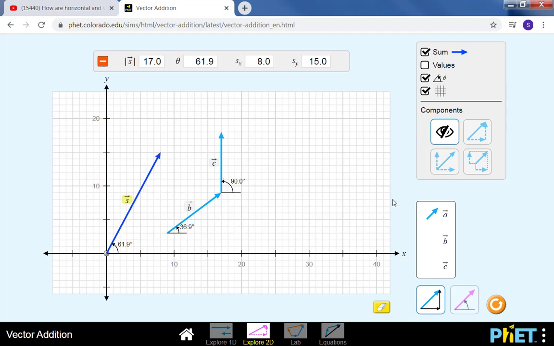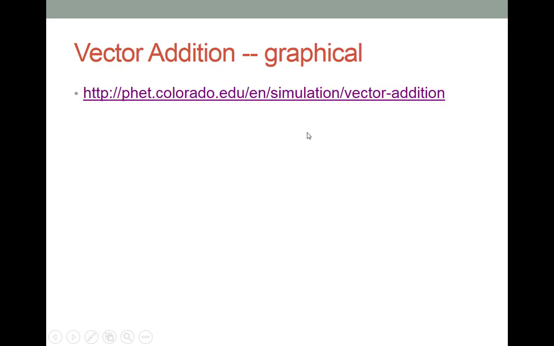Okay. And it'll show me the components. There they are. Okay. You can come back and play with this simulation as much as you like. The link is right here.